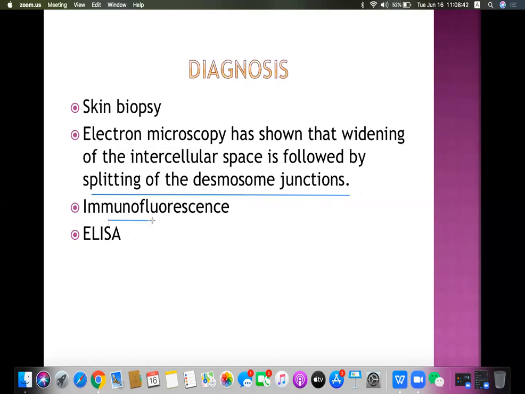Immunofluorescence microscopy also can be done. Now, this immunofluorescence microscopy is all about deposition of antigen and antibody on the surface. Here there are autoantibodies present, and the antigen is desmosome, so that type of thing can be seen under immunofluorescence microscopy. Remember the meaning of fluorescence here. Fluorescence means it changes its color so that we can easily see it there. And ELISA can be done to detect the antibody.